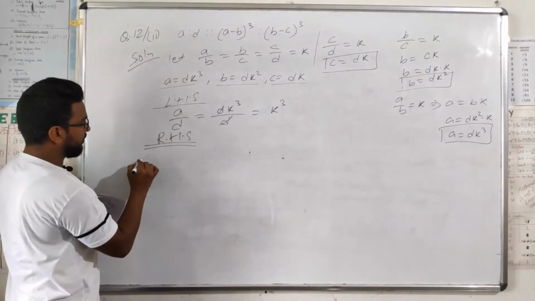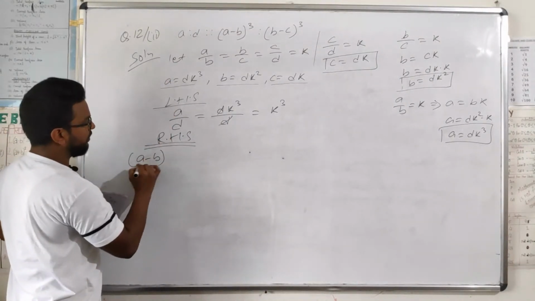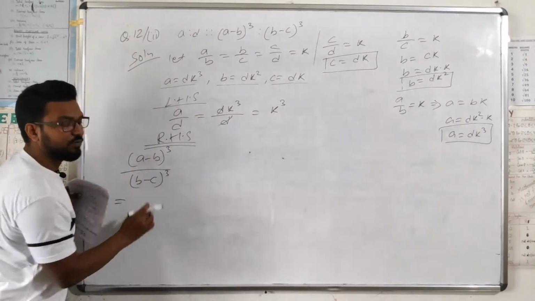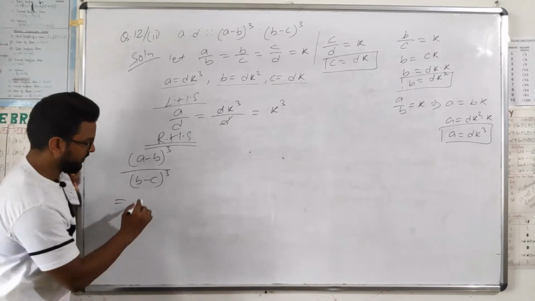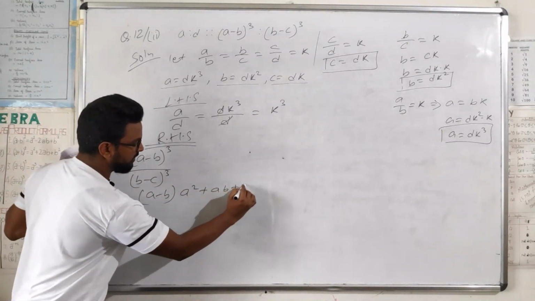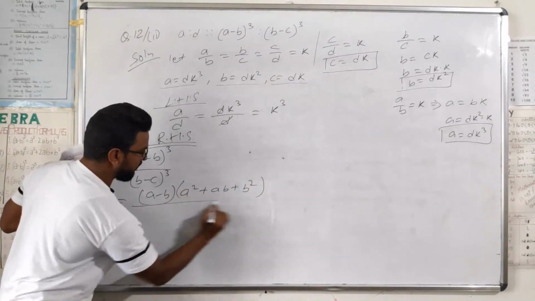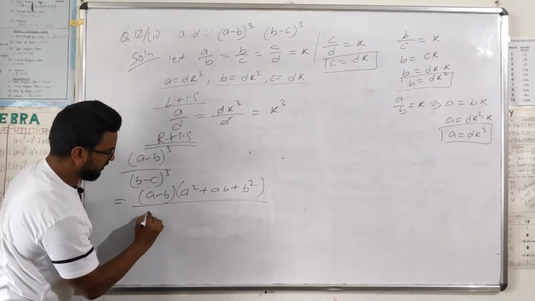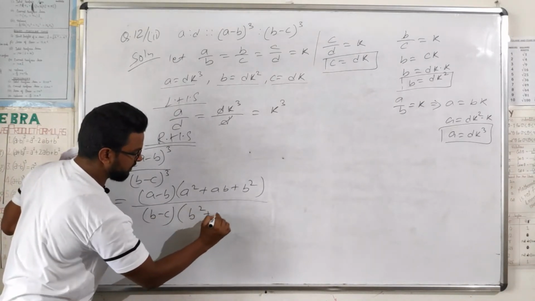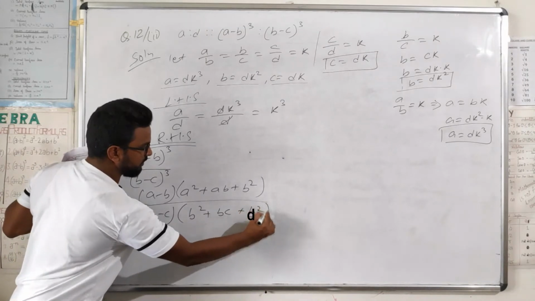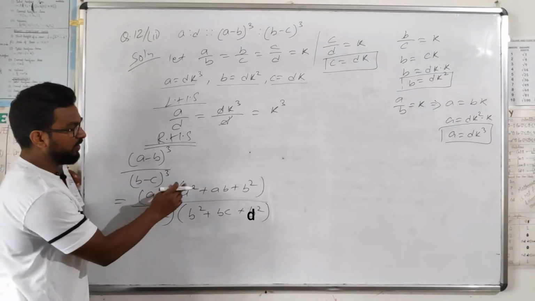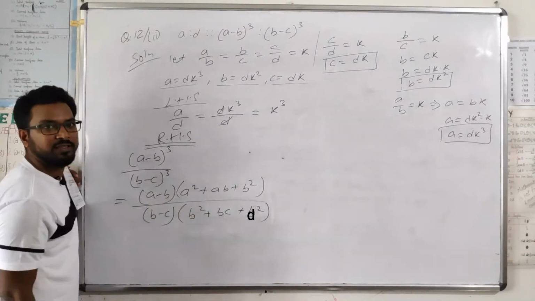Right hand side it is given (a minus b) whole cube ratio (b minus c) whole cube. What is the formula of (a minus b) whole cube? That is (a minus b)(a square plus ab plus b square). Okay, and here b minus c, so it will become (b minus c) into (b square plus bc plus c square). Right. Now you just replace the value of a, b and c in this ratio.